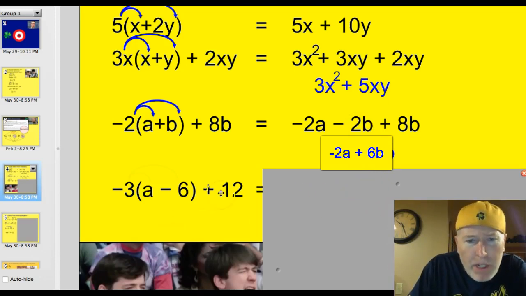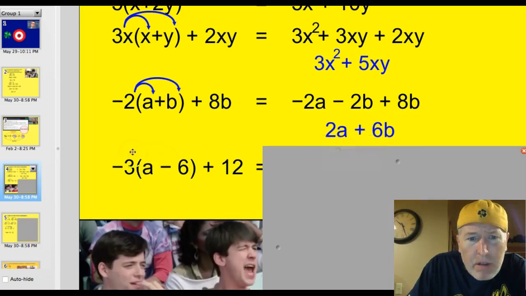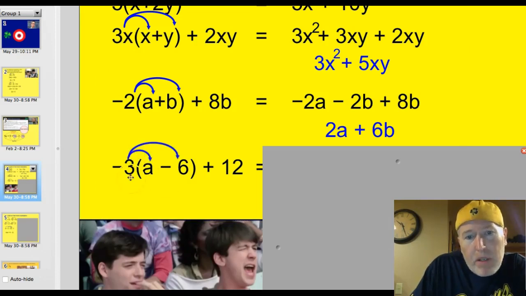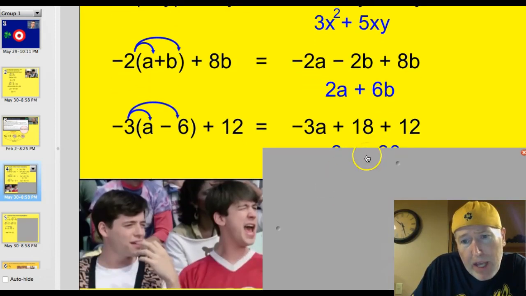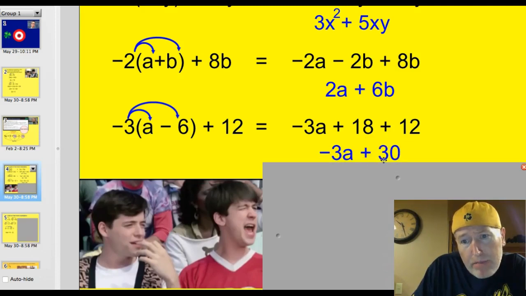All right, on this one here, see if I can get that other one to pop in there. I can't quite get it. I know it's somewhere. There it is. I have a minus 3a, and then I have a negative times a positive. So when I put that together, I would have a minus 3a, and I would have a plus 18, because the negative times the negative is going to be a positive 18. Plus I have the constant here, plus 12. So after I simplify that, I can gather up those like terms. I'm going to have a minus 3a plus 30.